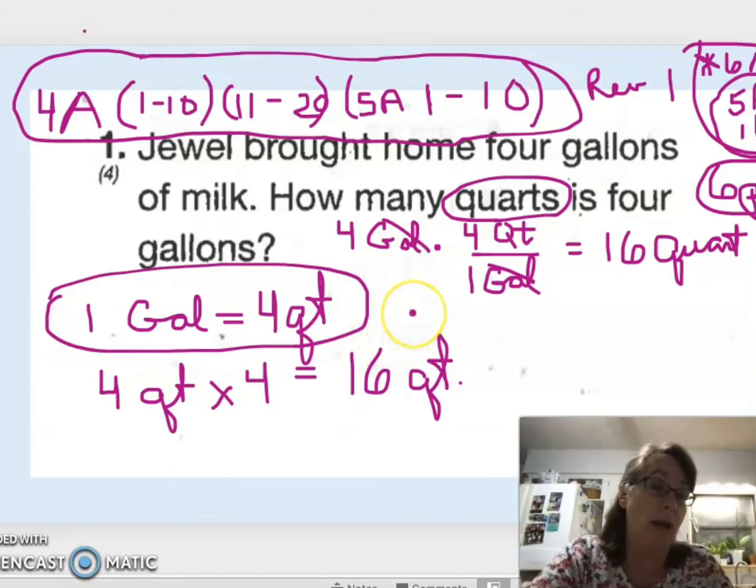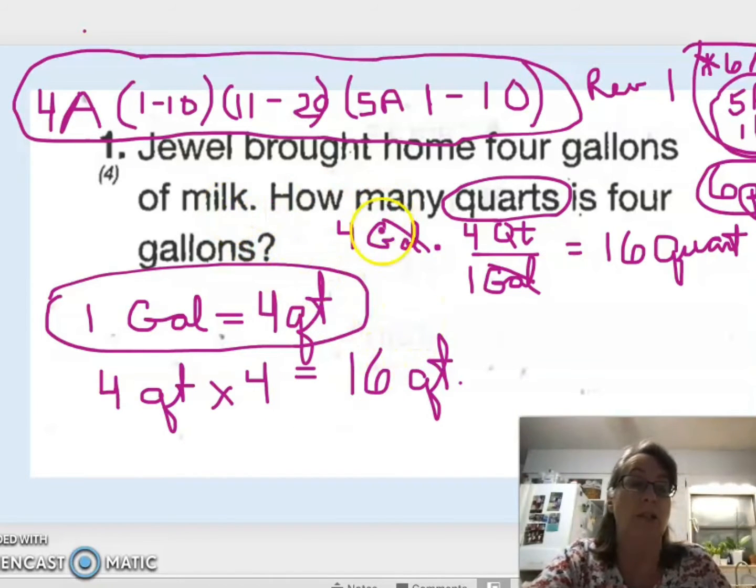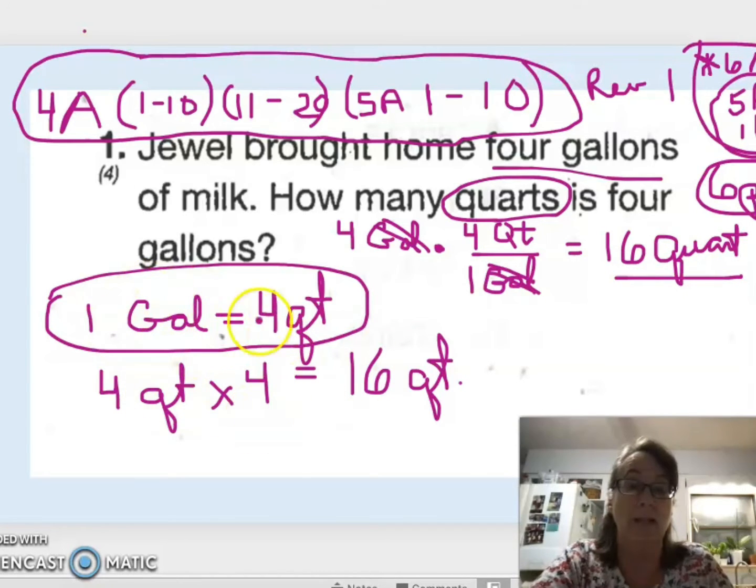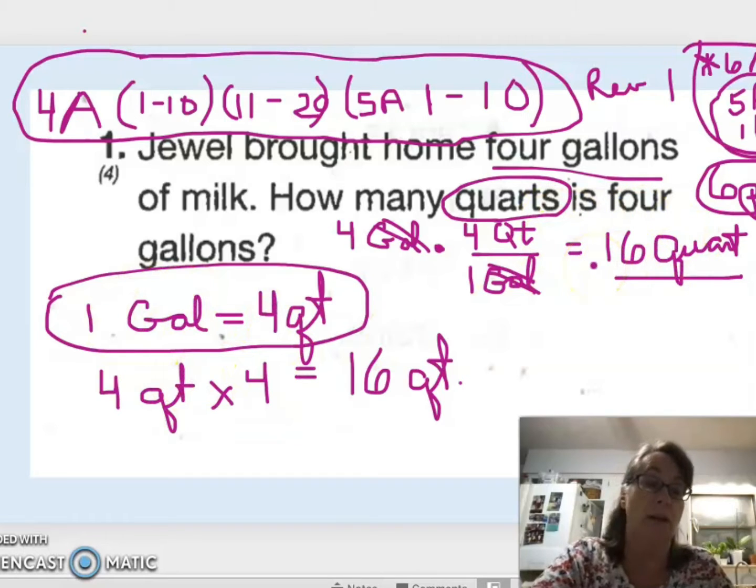Or you could do it the way the book is telling us to do it, which is to start with what you have, 4 gallons, and then multiply by a conversion factor of 4 quarts per 1 gallon. And then the gallons are going to cancel each other out. And 4 times 4 quarts is 16 quarts. But whether you use it this way to show work or this way to show work, work must be shown on your midterm exam or you will get half credit for the problem.